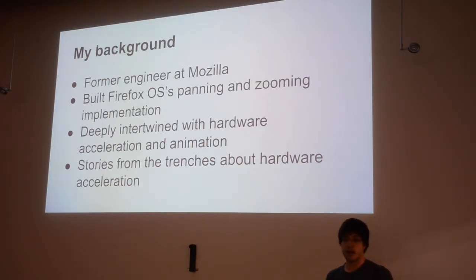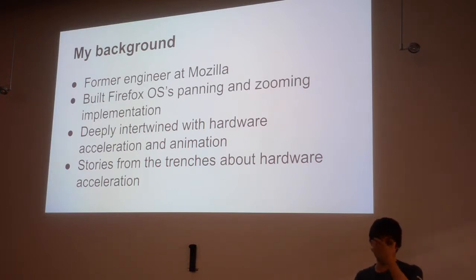Just a little bit about my background. I'm a former engineer at Mozilla. I built Firefox OS's panning and zooming implementation, and this is deeply intertwined with animations and transitions code. That's why I have an understanding of these things. Because of this, I have some stories from the trenches about this kind of stuff, and the sort of performance bottlenecks we run into when building it.